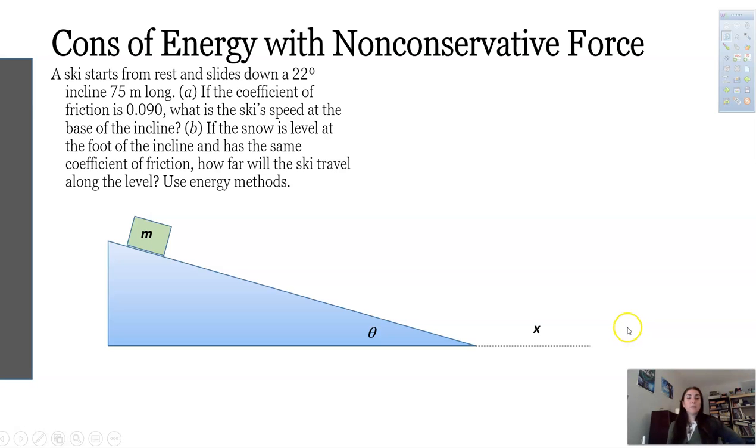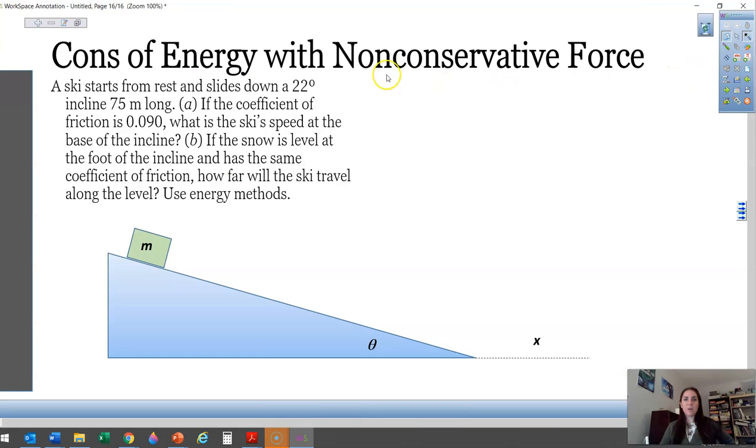Okay, so you can do it in 2 parts, the way it has it, or you can do it as one big thing. For part B, like I said, you have lots of options. But we have to be careful now because we have our non-conservative force of friction. So how far this moves does matter and affects our answer.